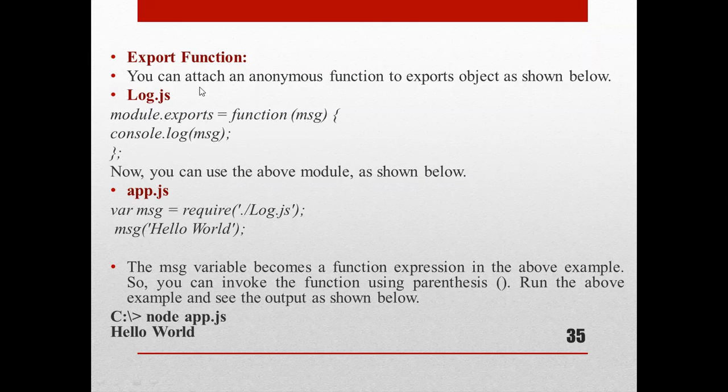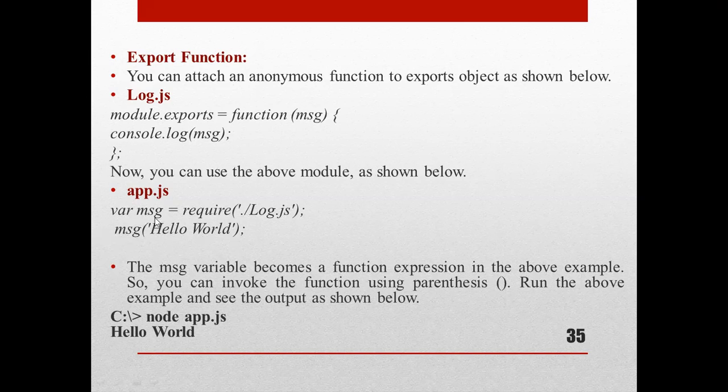So how can we use this module in our application using the require function? Another file includes a variable, message. Now, using the require function, we are going to load this log.js module. Then we are going to print. Here we directly call this module. Message is the parameter, and we directly pass a value to that parameter, like hello world. So here you can see the message variable becomes a function.